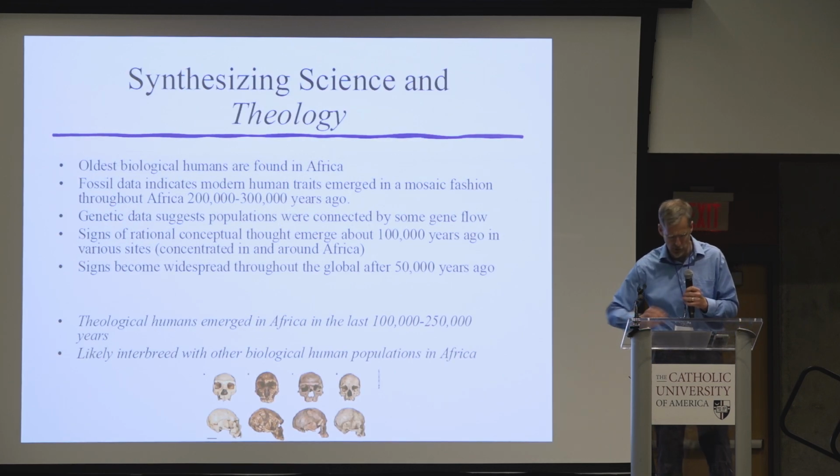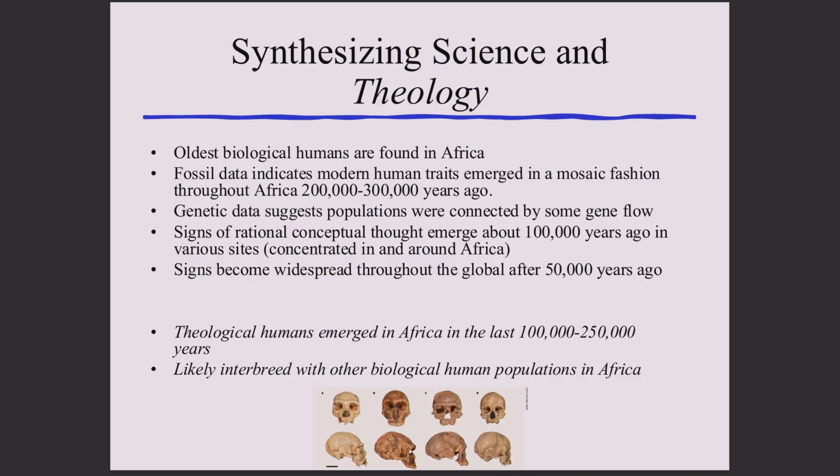And so, just in conclusion, what can we summarize from what the fossil record and the archaeological record indicate? The oldest biological humans are found in Africa. Exactly when is debatable. Which of those fossils are actually biologically human, based on the shape of the brain, okay? The fossil data does indicate that they emerge in a mosaic fashion throughout Africa 200 to 300,000 years ago, okay? And the genetic data also suggests that these populations were not fully isolated, that they're probably connected by gene flow to some extent, right?